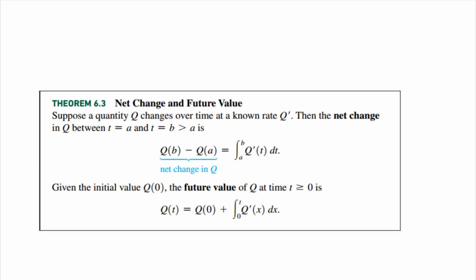Now our second part. Given the initial value of the quantity at time 0, the future value, or how much you're going to have after time t greater than 0, is whatever your initial value is, however much of it you had, plus the integral of the change in the quantity from 0 up to t. So let's try a problem.